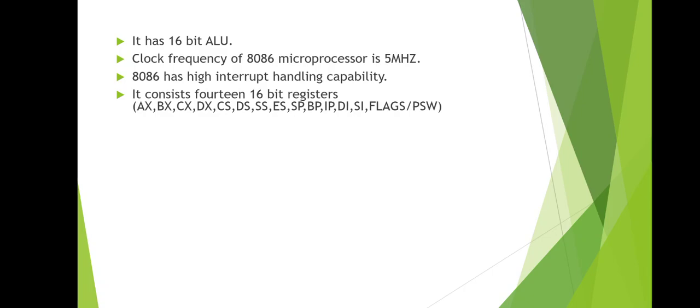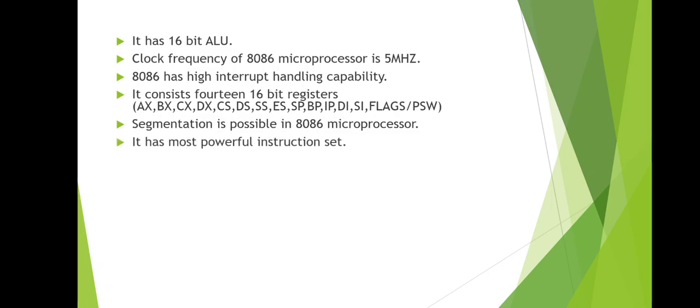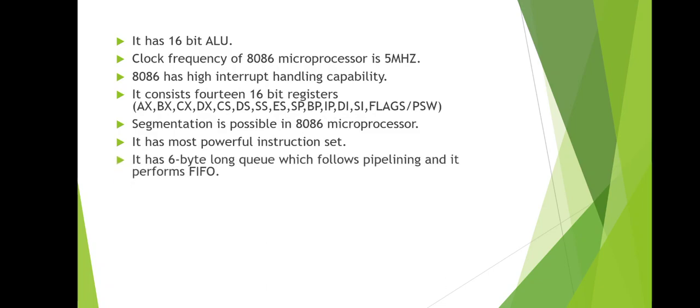In this way it shows the output after performing addition and logical operations. And segmentation is possible in 8086 microprocessor. In 8086 microprocessor, segmentation is possible, but in 8085 microprocessor, segmentation is not possible, and it has a most powerful instruction set compared to 8085 microprocessor. 8086 microprocessor contains a most powerful instruction set.